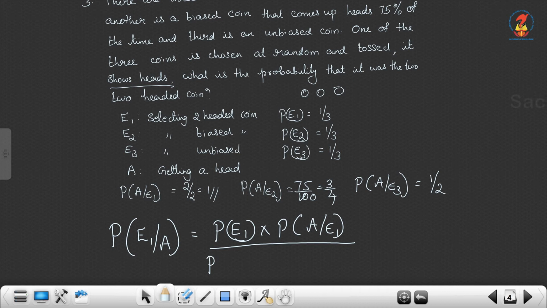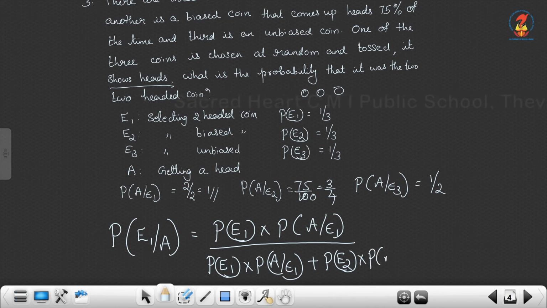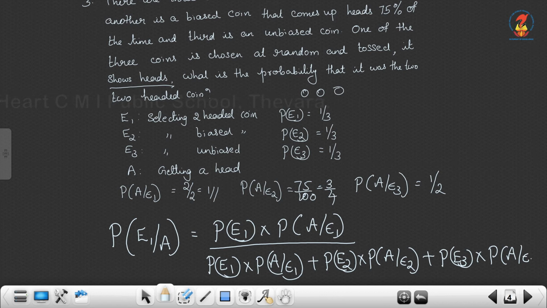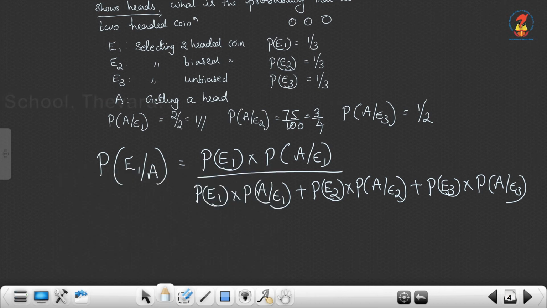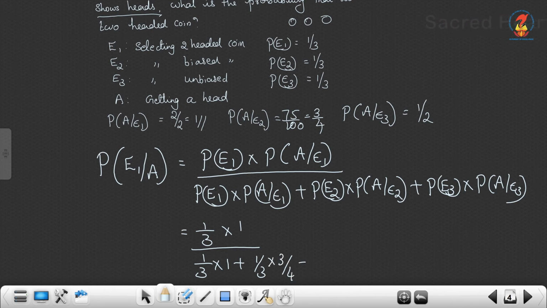by the denominator, there are 3 terms. Sum of 3 terms: P of E1 into P of A given E1 plus P of E2 into P of A given E2 plus P of E3 into P of A given E3. Substitute the values. P of E1 is 1 by 3 into 1, plus 1 by 3 into 3 by 4, plus 1 by 3 into 1 by 2.